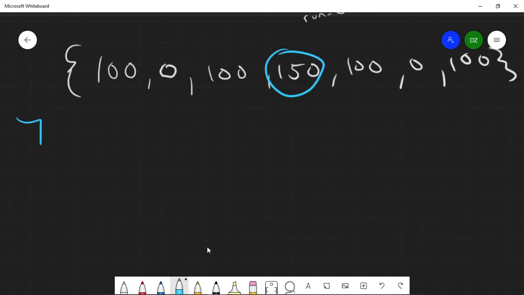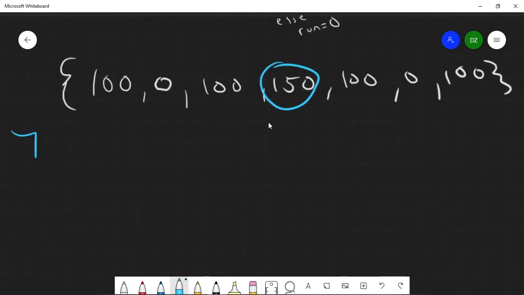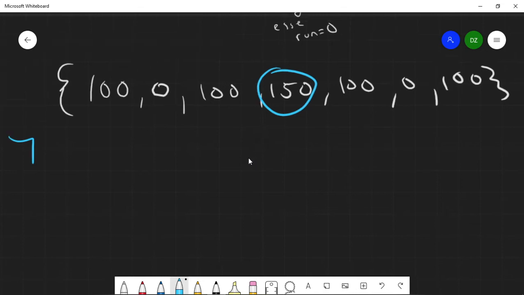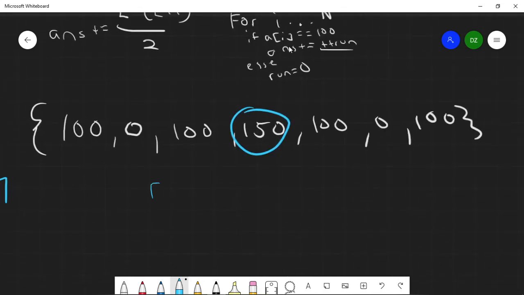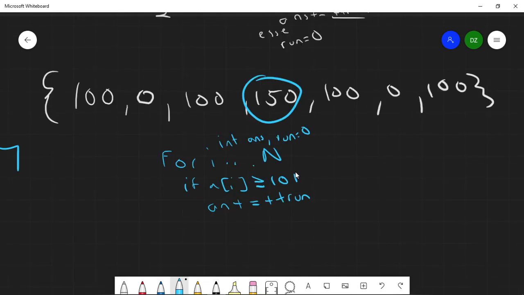So how do you do this? The formula we used earlier, the pseudocode, doesn't work either. So what we do is complementary counting. We basically take this for loop and say it's greater than or equal to 100, or rather greater than or equal to 101, and ans plus equals run. Same idea, int ans and run starts at 0. Same idea, else run equals 0.